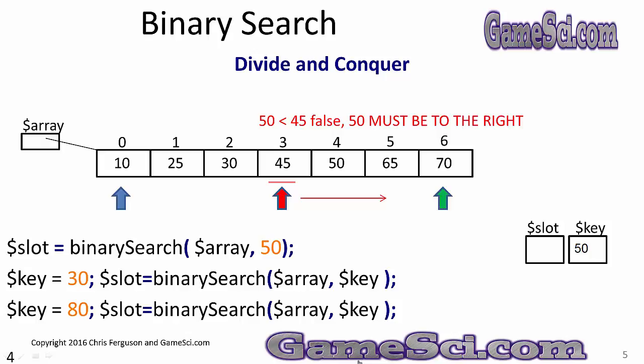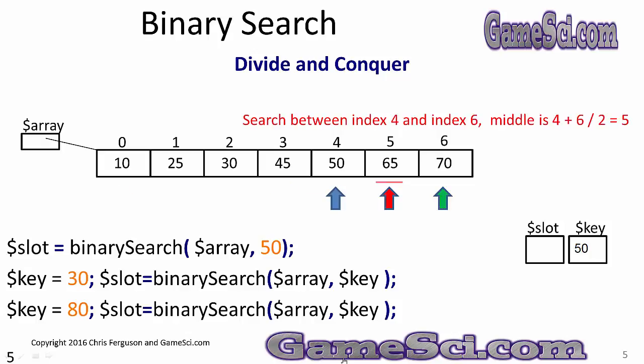We're looking for something bigger, we have to go right. What it'll do is reduce the search area. It'll say, well, now let's search between 4 and 6. Let's exclude 3, which we already looked at. Calculate the middle. 4 plus 6 divided by 2 is 5. And let's look at position 5 of the array.